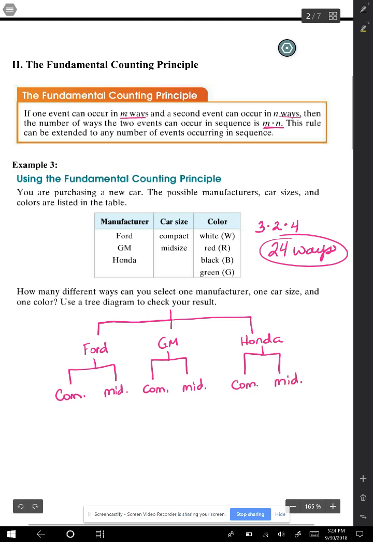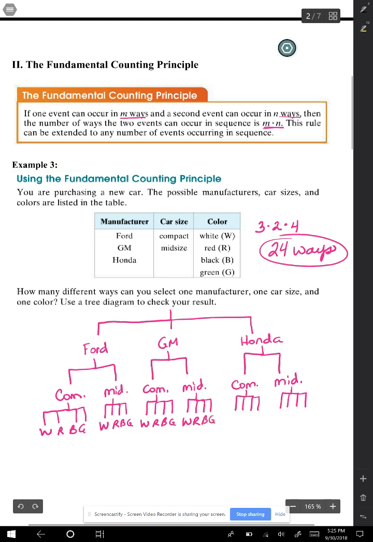And then off of each of those, you have 4 color choices. So for each one of these, you have white, red, black, or green. So you would write that in going across each of these. And when you get finished, you can count these up, and there's 4, 8, 12, 16, 20, 24. And that shows that there were 24 possibilities.